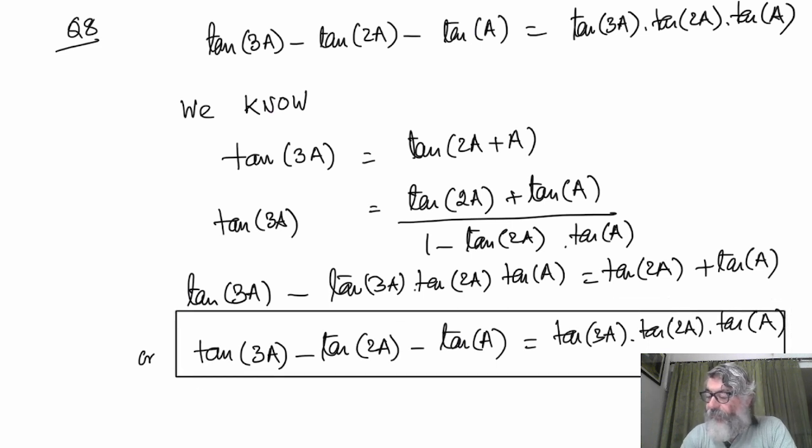We had to prove tan 3A minus tan 2A minus tan A is equal to tan 3A into tan 2A into tan A. What did we do? We wrote tan 3A as tan(2A plus A), and then we applied the formula of tan(A plus B). Tan(A plus B) is tan A plus tan B upon 1 minus tan A tan B, and after that we got the value of tan 3A minus tan 2A minus tan A is equal to tan 3A tan 2A tan A.